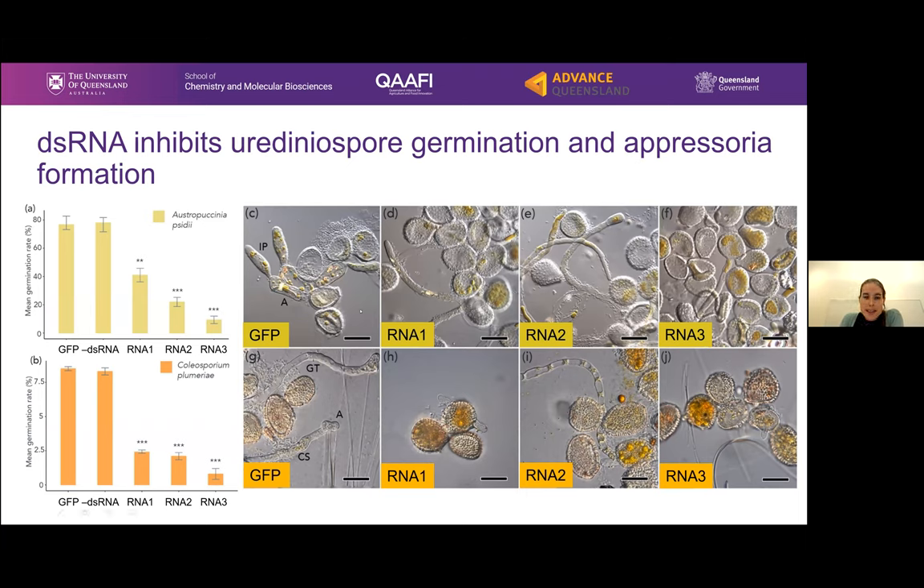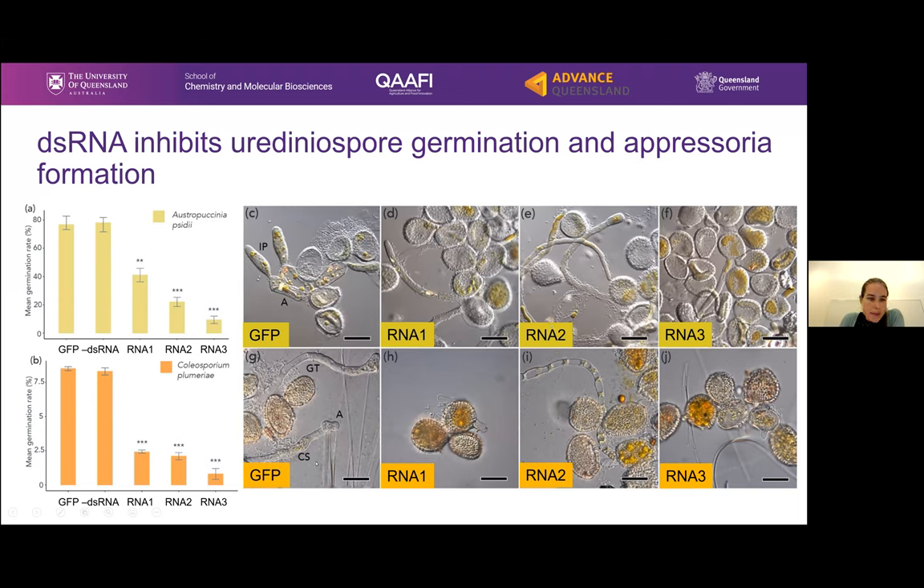So what we found is that, so we were targeting 3 essential genes in the rust. And what we found is that with each of these double-stranded RNAs targeting the 3 genes, there was a reduction in the spore germination. And when the spores did germinate, they didn't develop the infection structures. So you can see here in the GFP control, the appressoria formed, and there's even an infection peg that's developed. But in the RNA-treated spores, we only saw these sort of swellings here at the end of the germ tubes. So that was sort of as far as the infection structures got.